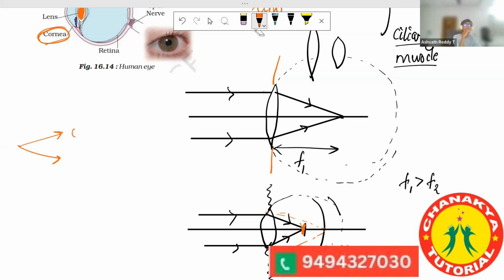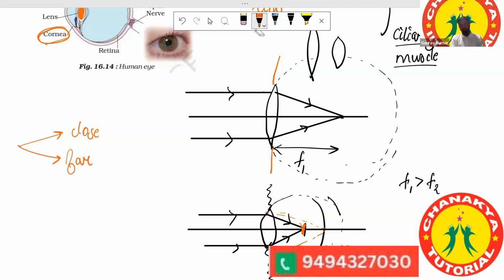Some near, some close, or far. Sir, if they can't see close, then it's hypermetropia. If they can't see far, then it's myopia. You are saying it opposite, I think. If people cannot see the close one, then that is myopia, and people who cannot see the far one, that is hypermetropia, right? No, sir. Is it opposite? Yes, sir. Okay, fine then.